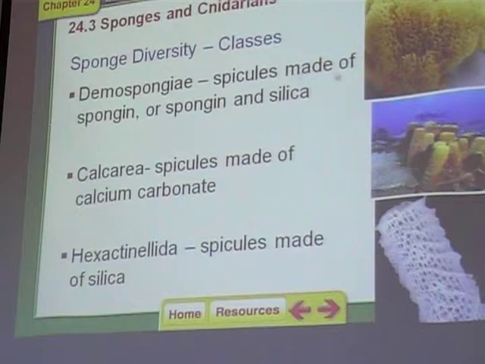In Demospongia, the spicules are made of spongin or spongin and silica. So that's the spongin. Those are the soft kinds. Demospongia.